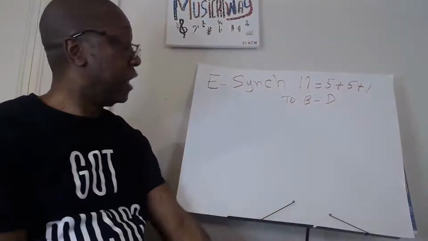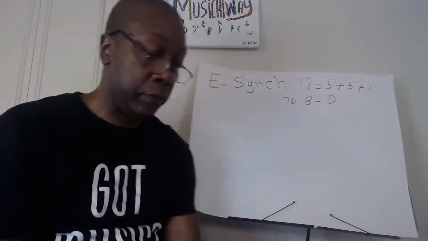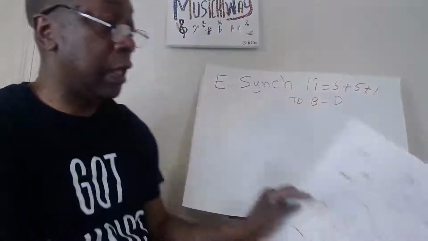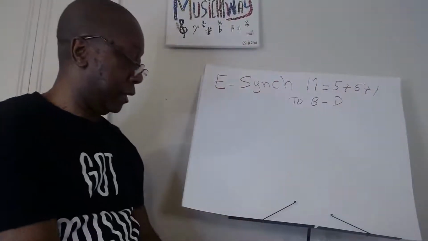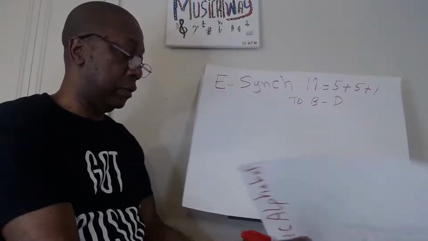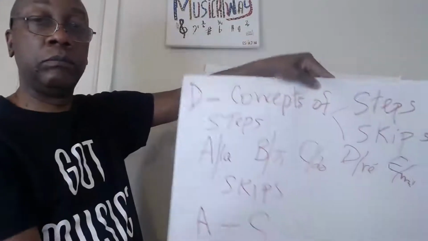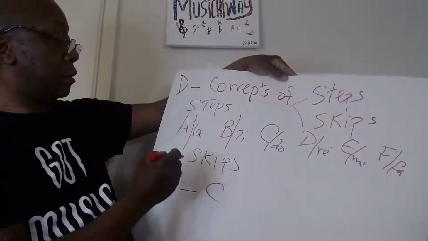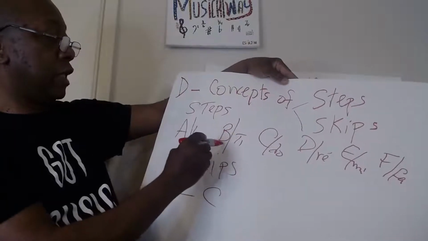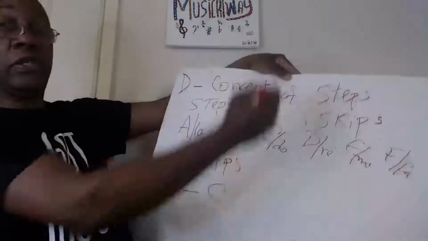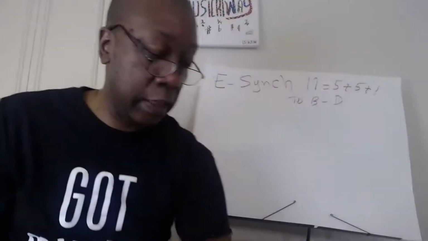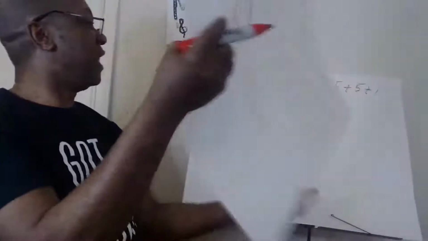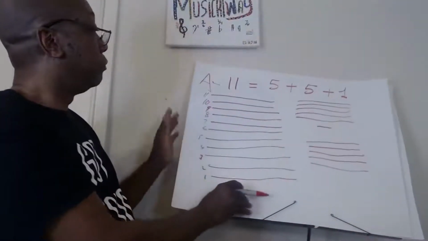And then we had the concept of steps and skips, line and space. So we step when we go one at a time, and we skip when we jump over another one. So we agreed on that. Now let's make it simple.